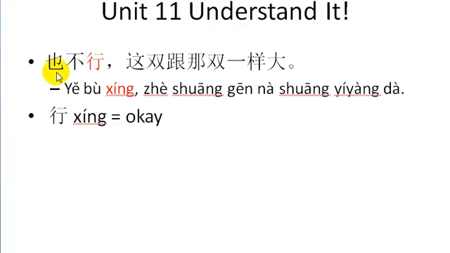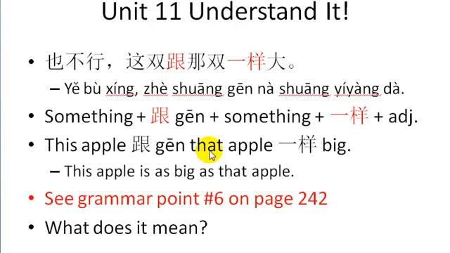So Wang Peng says 也不行，这双跟那双一样大. So this second part here we need to take a look at. There's some grammar in there, sentence structure that needs to be explained. But the beginning part you should have a good handle on. In the previous sentence, the 售货员 suggests a pair of shoes, and then Wang Peng says 也不行. Okay, and then he explains why it's 不行. Let's see what that is.